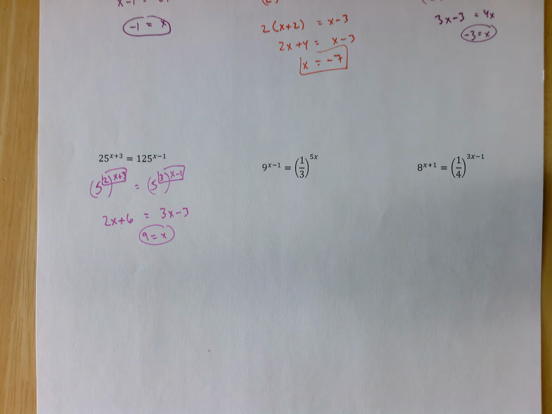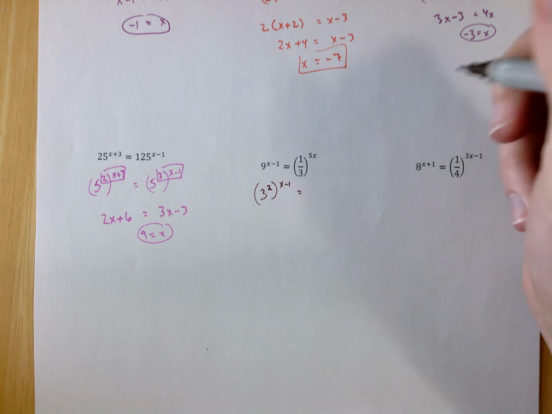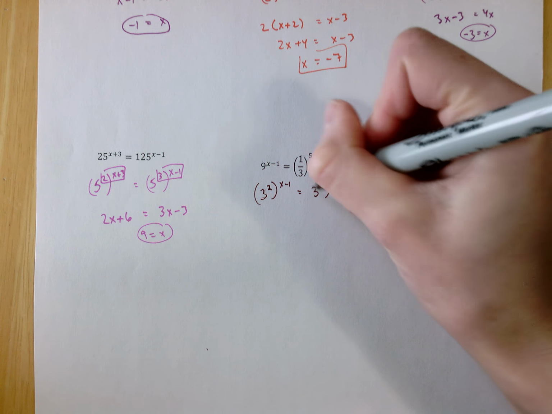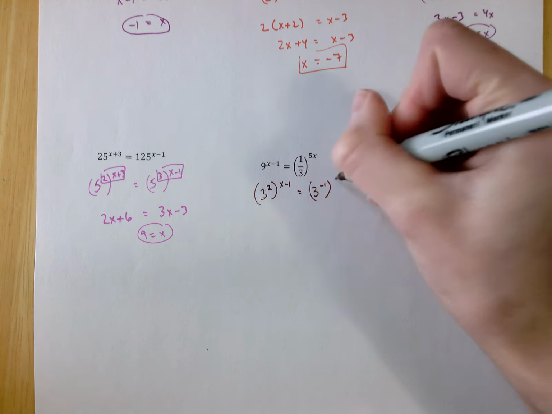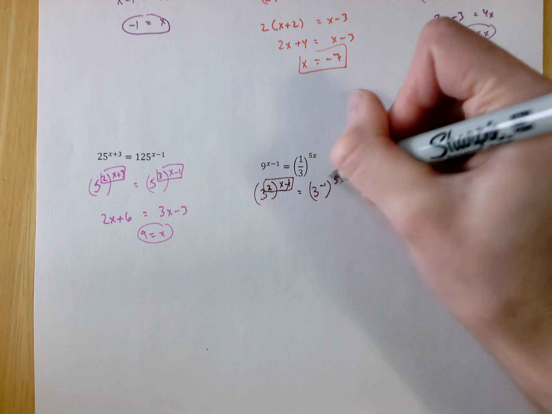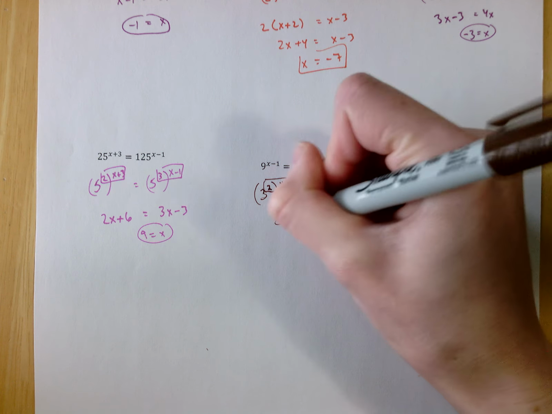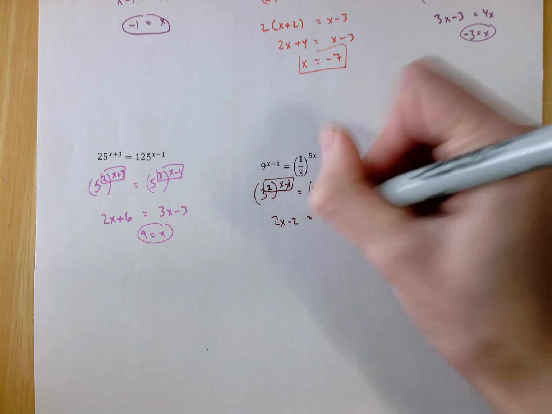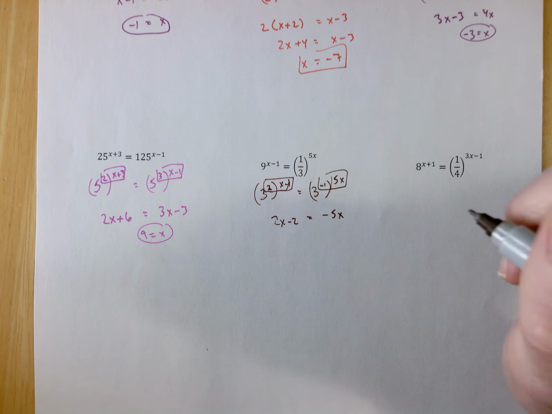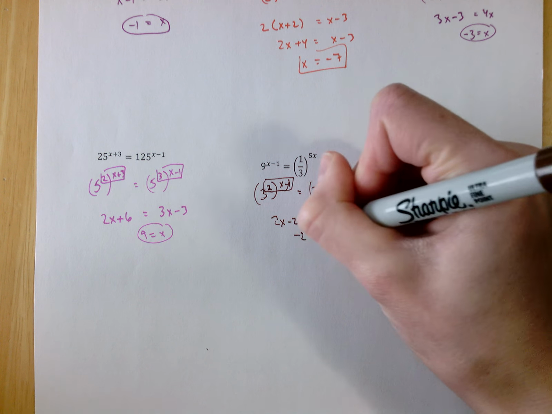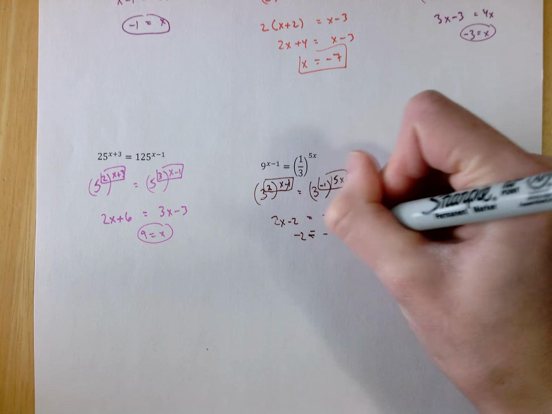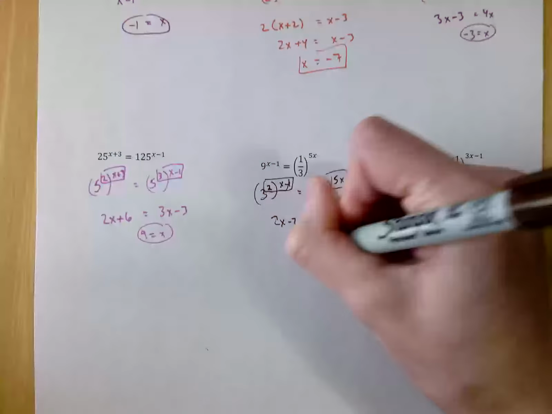Okay, so 9, that's 3 squared. So that I can write as 3 squared to the x minus 1. And 1/3 is 3 flipped, right? So that's 3 to the -1 to the 5x. So again, setting these exponents equal to each other, I'm going to get 2x minus 2 equals -5x. So let's see. So -2 equals -7x. So x is 2/7.